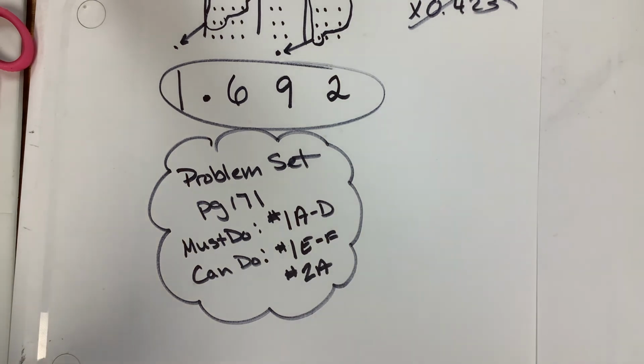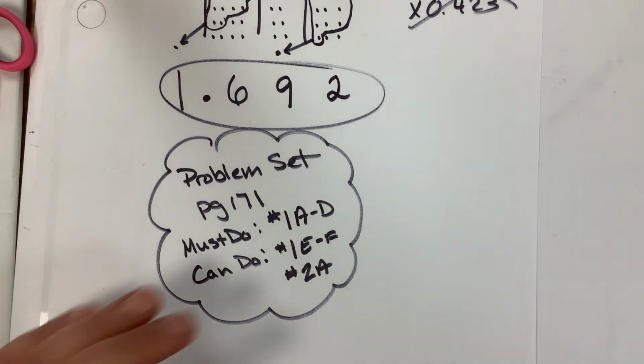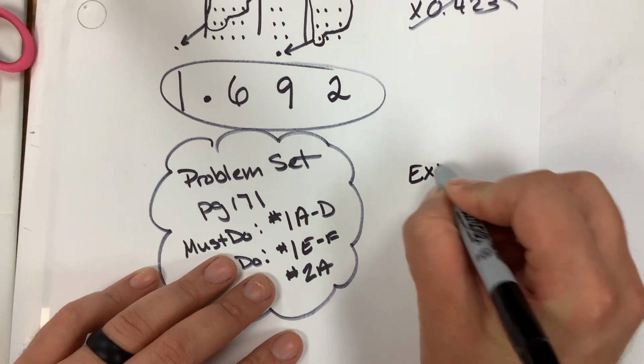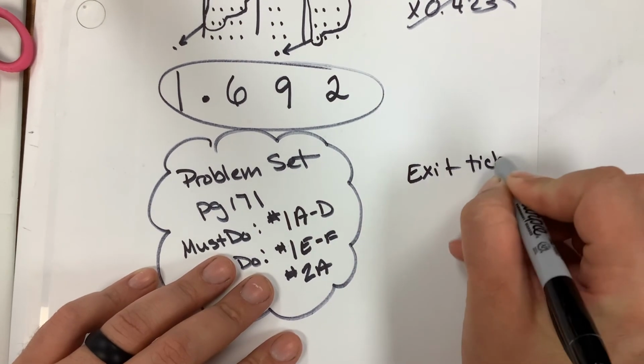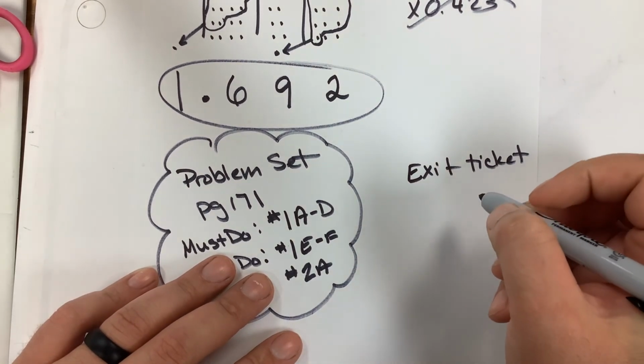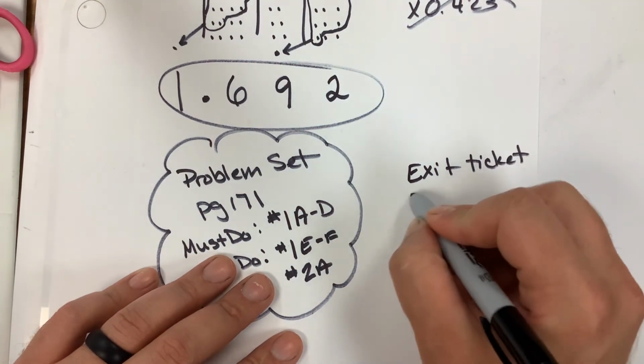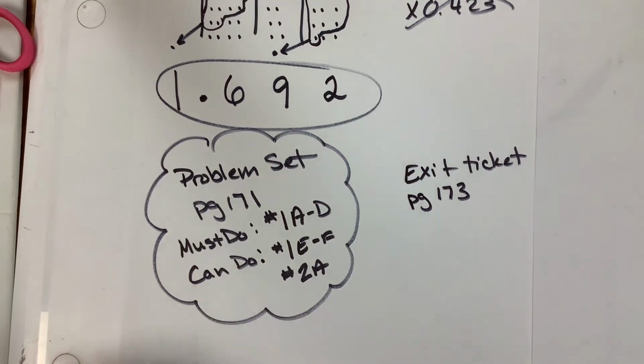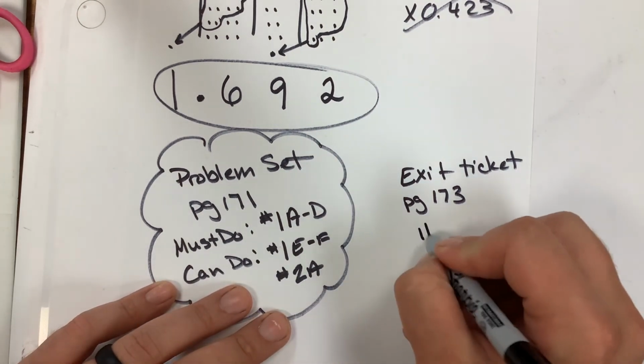But now let's talk about exit ticket. Now, here's the good news. No homework tonight. Go ahead and cheer, I'll wait. But instead, I'm changing things up. So what we're going to do today is you're going to do the exit ticket, which is going to be on page 173. And you're going to complete one problem here. You're going to do number 1.